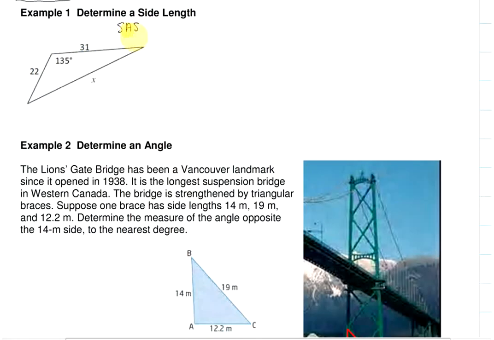And if you go to your chart on the first page, you will see that when you have a side, angle, side, you would want to use the cosine law. And another way to think of it is that you have an angle which is contained between two sides, or if you like, situated between two sides. So it's in between the 22 and the 31 that you find the 135-degree angle. Okay, so we're going to find x in this triangle to the nearest whole number.